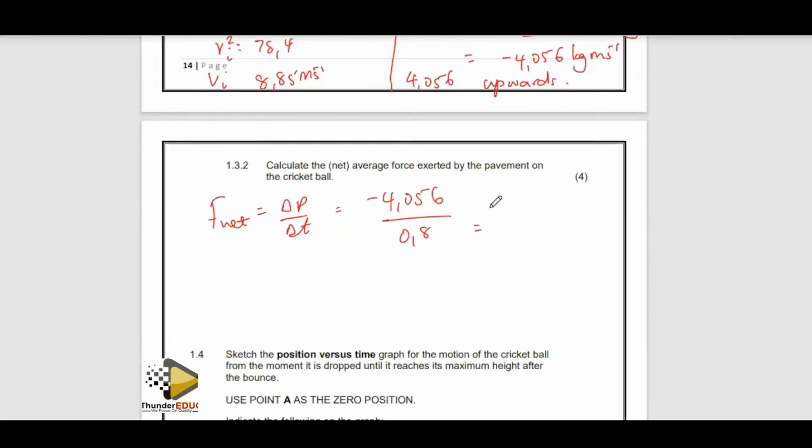If that happens, then we're going to get negative 5,07 newtons. So this can also be written as 5,07, but upwards. Okay, so the force is going to act upwards.